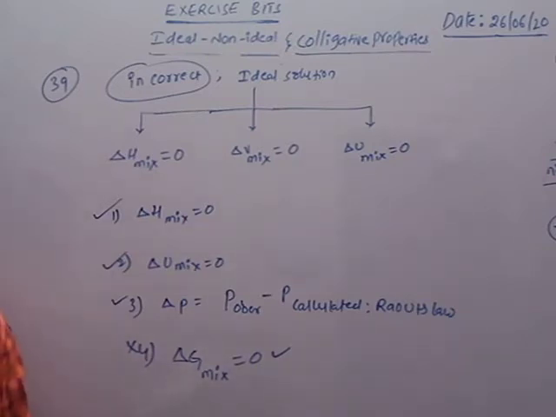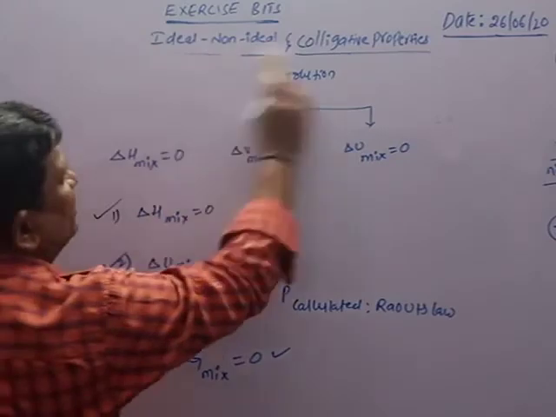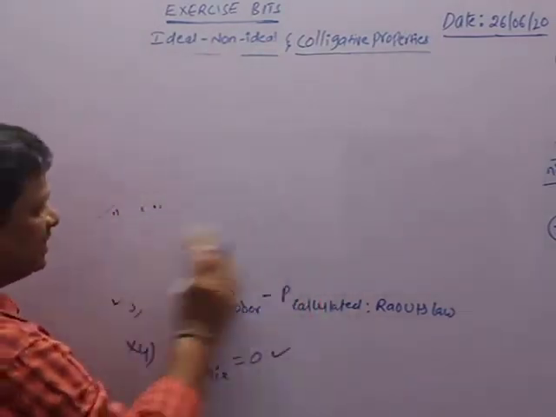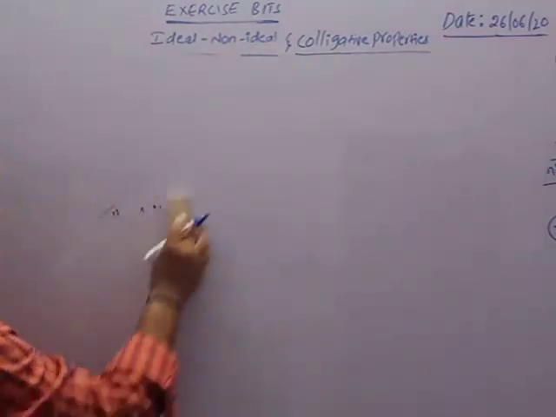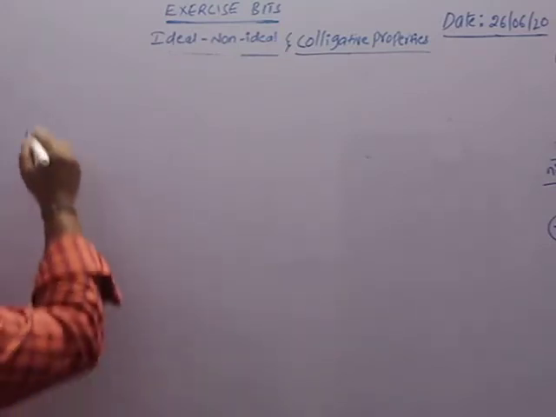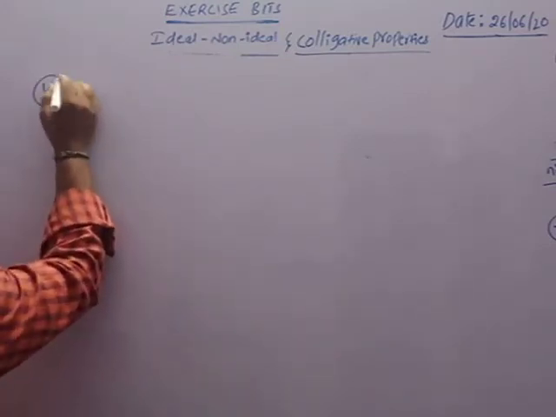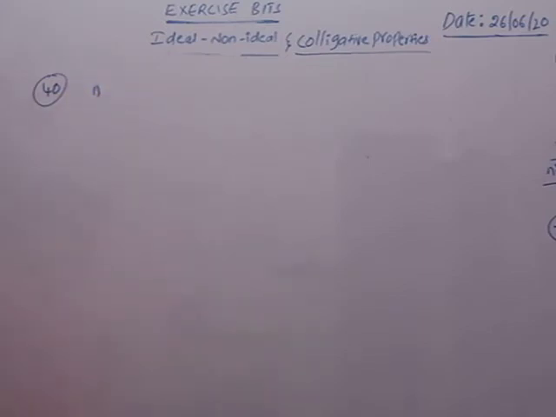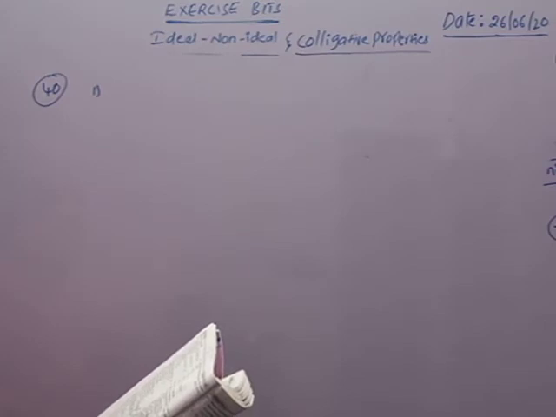Now the next one is bit number 40. Which of the following statements are correct? Four statements are given. In these four statements, which statements are correct? The first option: the boiling point of solution is greater than the pure solvent.